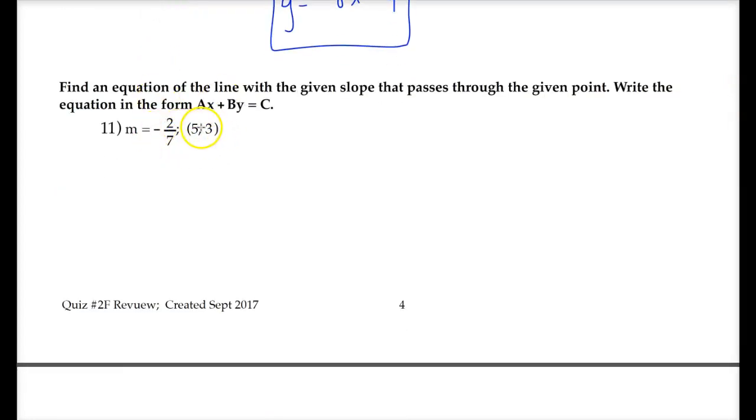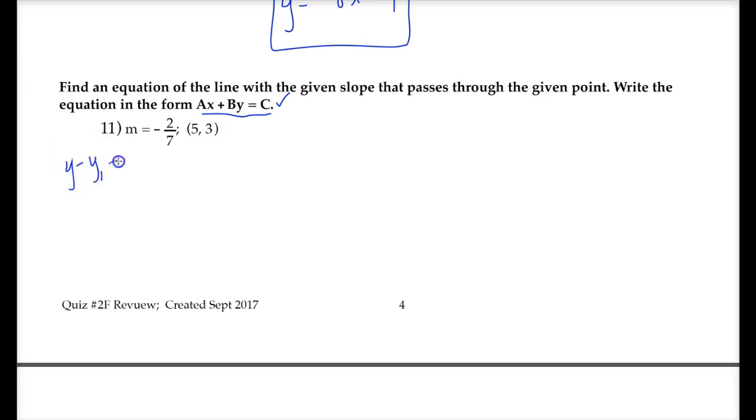If you notice, part of what we're asked to do here is something a little different. We're asked to put our equation in what we call the standard form or the general form of an equation of a line. So there's going to be an extra step here. I am going to choose to use the point-slope form to start this off, just because that's what I feel like doing right now. But eventually I'm going to get my equation in slope-intercept form and then change that over from slope-intercept form to the general form.